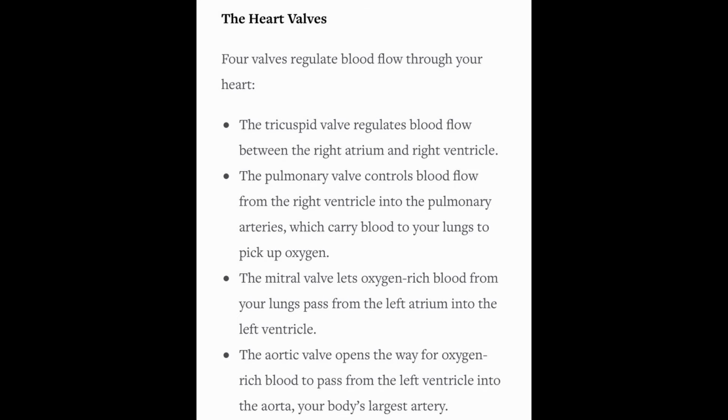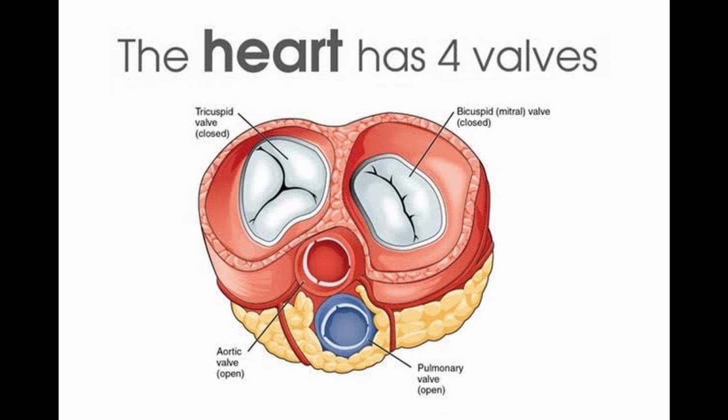Now second one is the pulmonary valve that controls the blood flow from the right ventricle into the pulmonary artery, which carries blood to your lungs to pick up oxygen. So there is a pulmonary valve. So pulmonary valve is for the right ventricle and to the pulmonary artery.